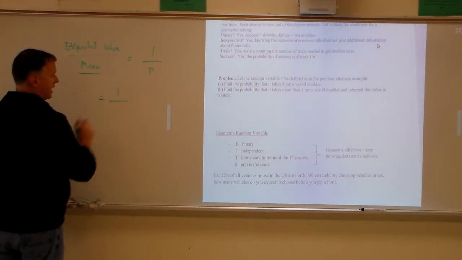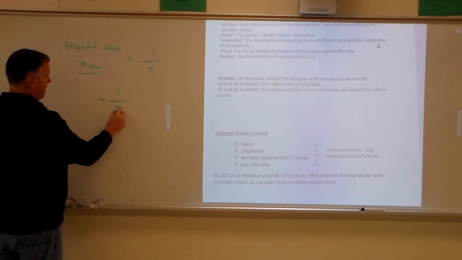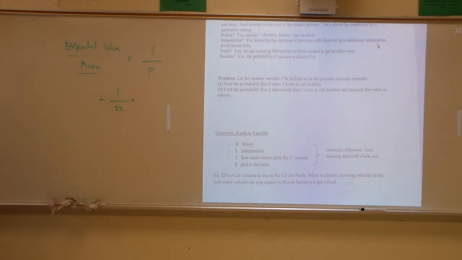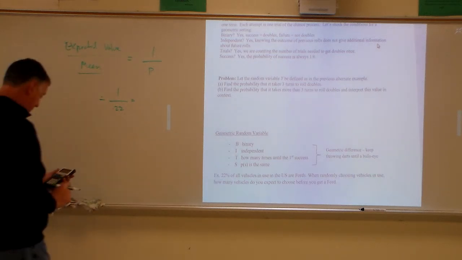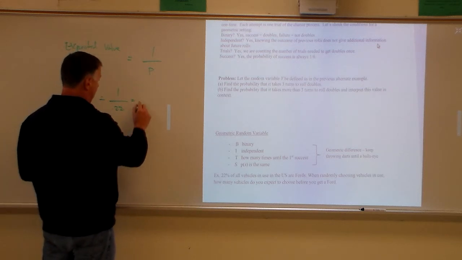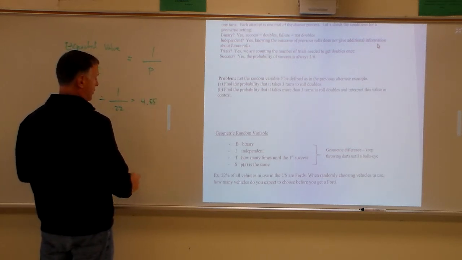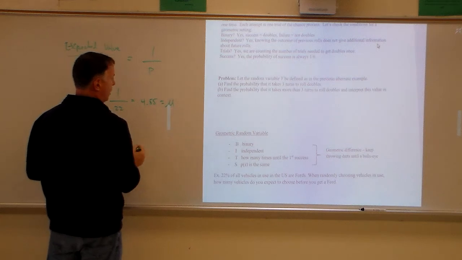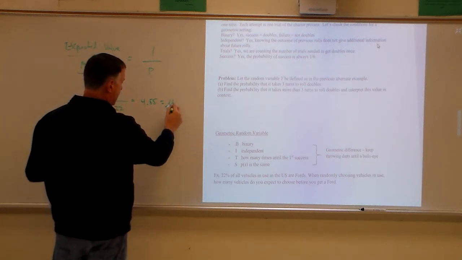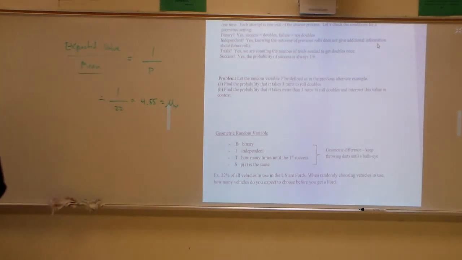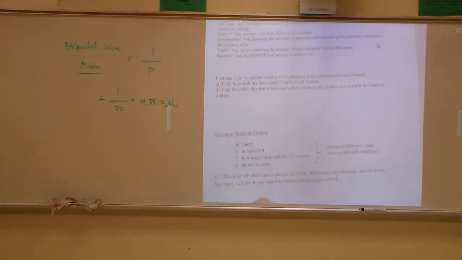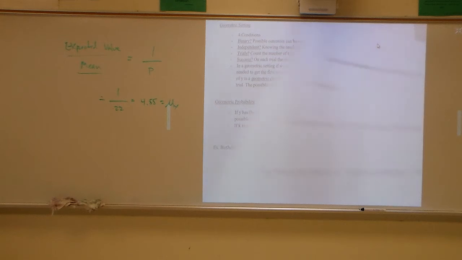It's 1 divided by your probability, so this would be 1 divided by 0.22. So you type that in, 1 divided by 0.22, and we get 4.55. And there's your expected value. Whatever the random variable is, it didn't say here, so I'll say expected value. That's how you do it. So let's look at some other examples.